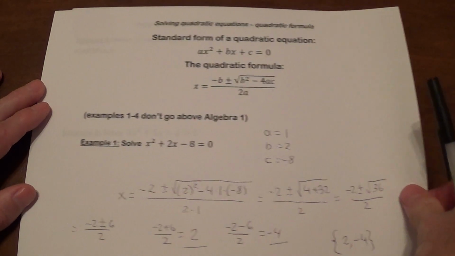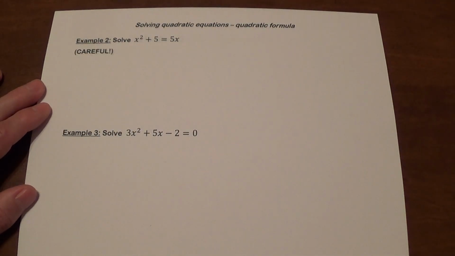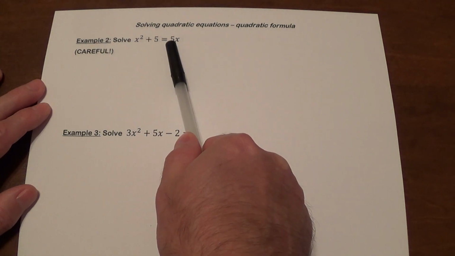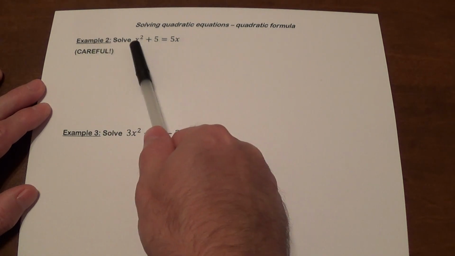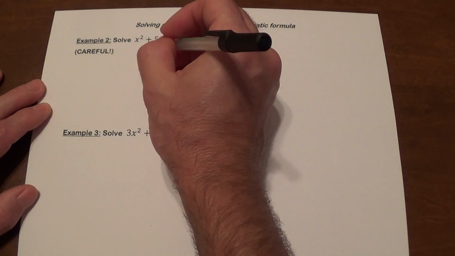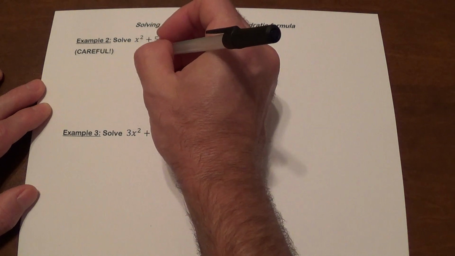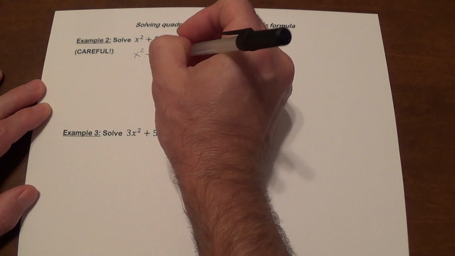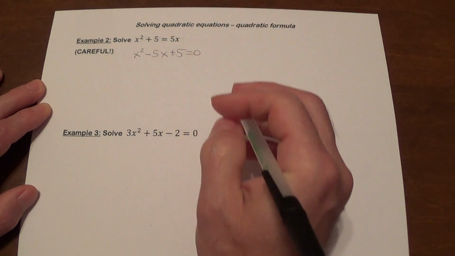Next problem. X squared plus 5 equals 5x. Please be careful, it's not in standard form. We need to have it in standard form first. So we're going to subtract 5x. We're going to rewrite that as x squared minus 5x plus 5 equals 0.